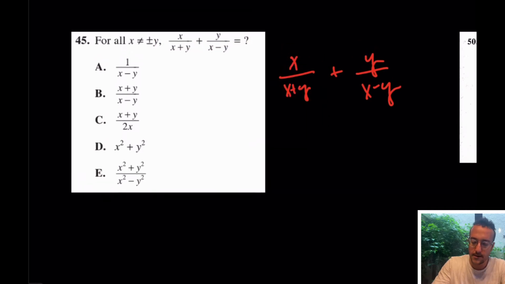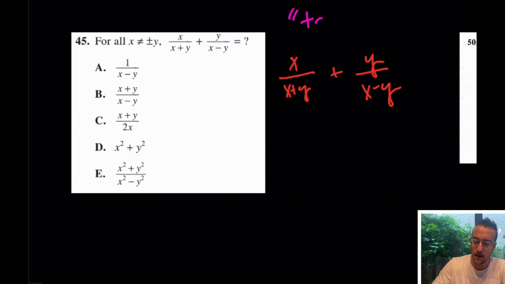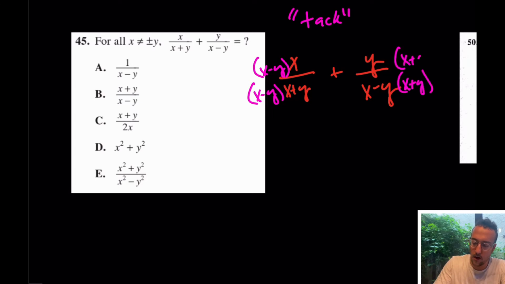Well, what I think about is, what do I need to tack on? The word I really love here is tack. Again, what do we need to tack on to each of them to get them to the common denominator? For me, I think I need to tack on an x minus y here, an x minus y here. I need to tack on an x plus y here, and an x plus y there. Remember, whatever you do to the bottom, you must also do to the top.